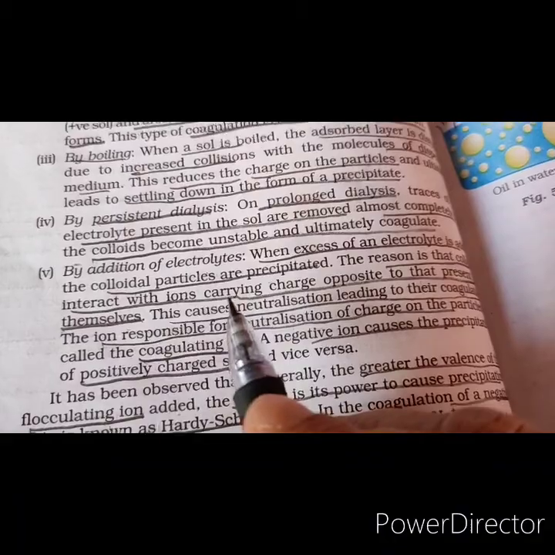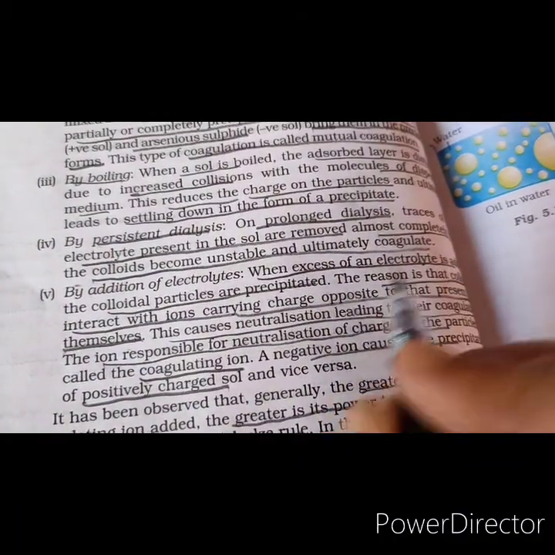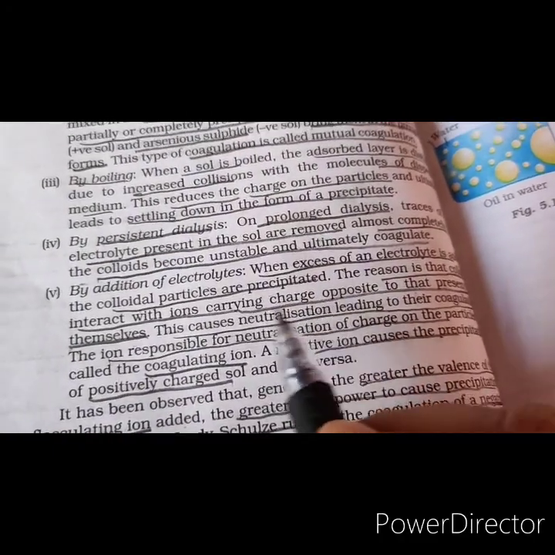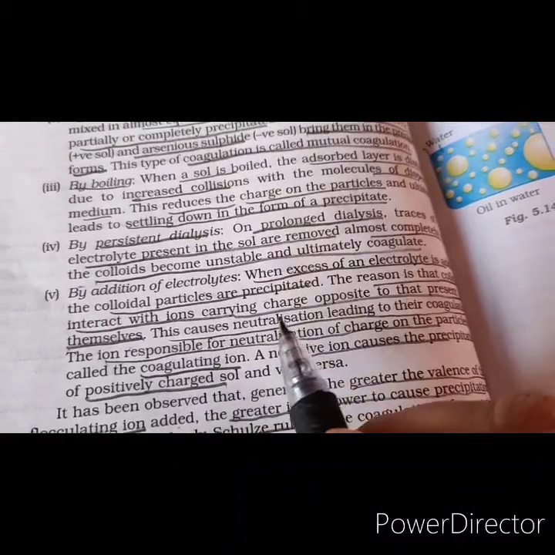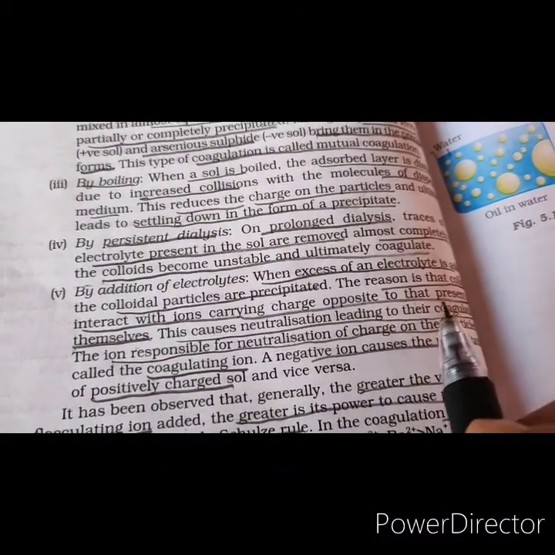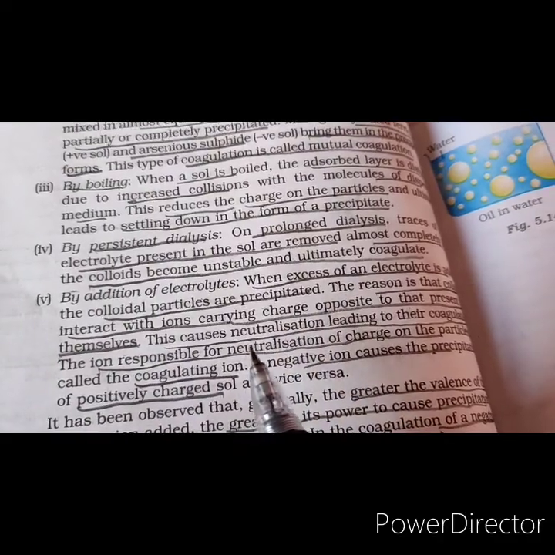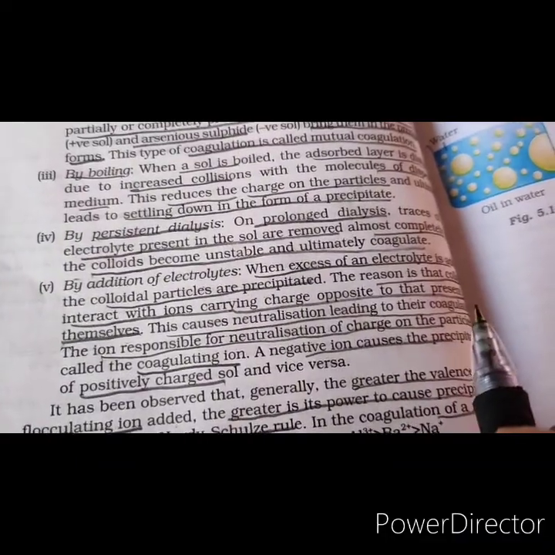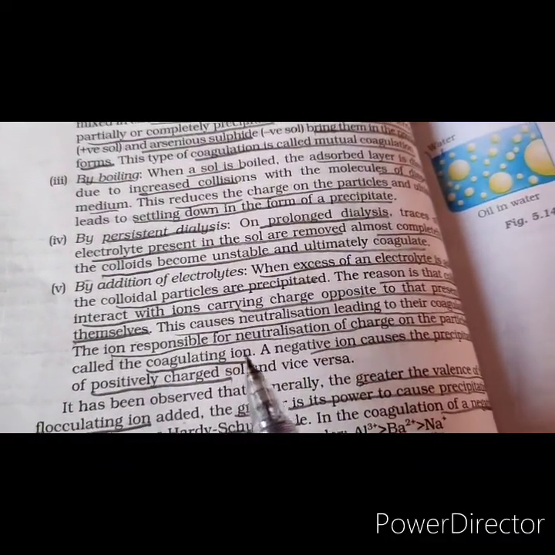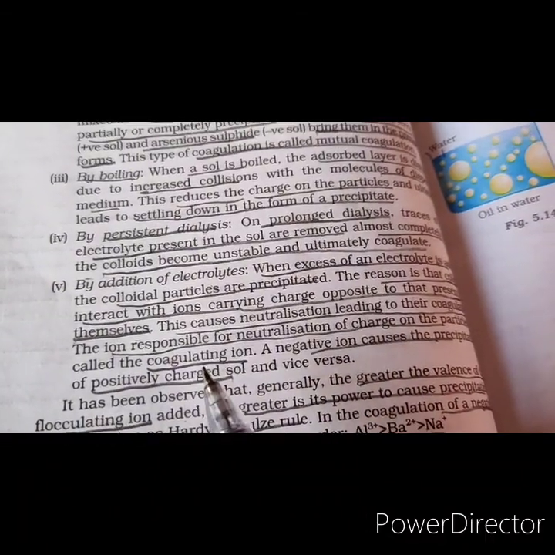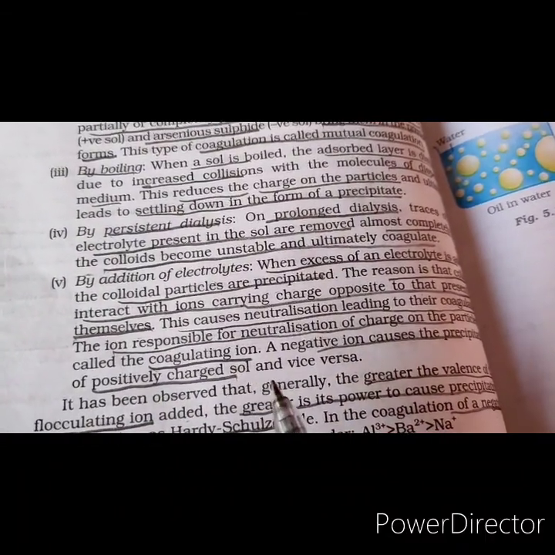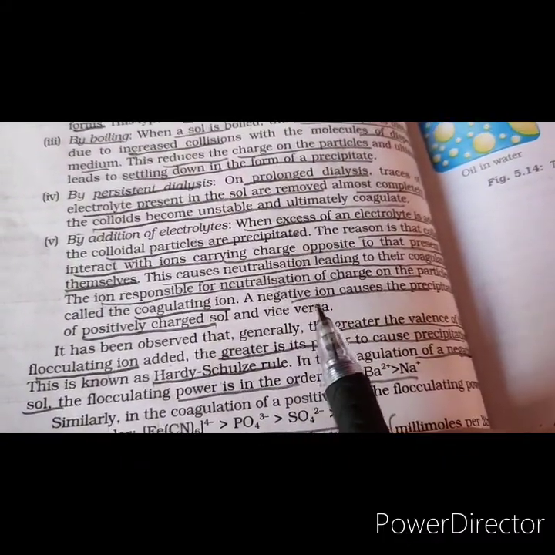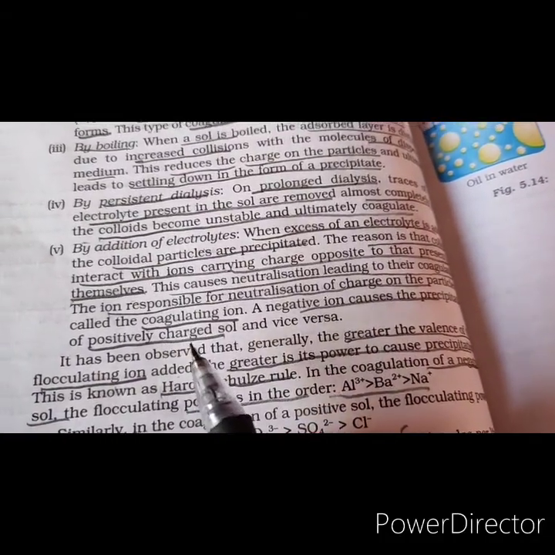By addition of electrolyte. When an excess of electrolyte is added to the colloidal particles, they are precipitated. This happens because they interact with ions carrying the charge opposite to that present on themselves. As a result, there is neutralization, and this neutralization leads to their coagulation. The ion which is responsible for neutralization of charge is called the coagulating ion or the flocculating ion. For example, a negative ion causes the precipitation of a positively charged sol.